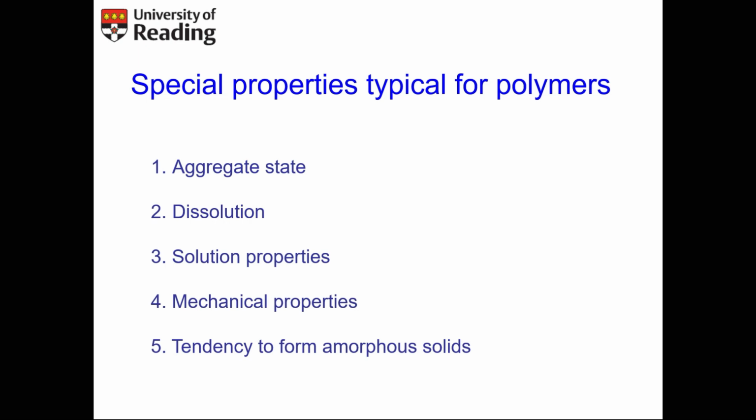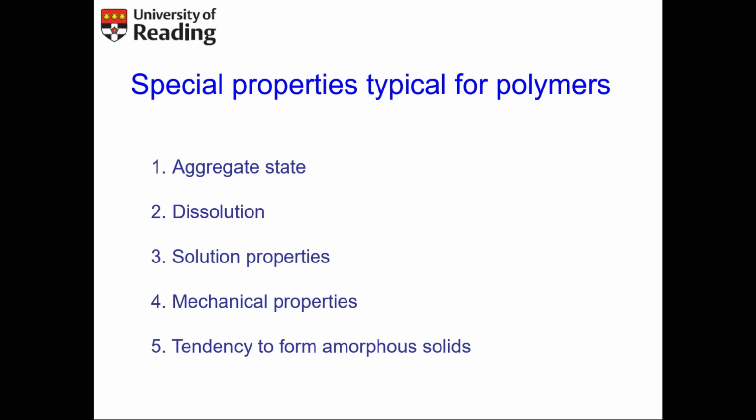First is special properties of polymers, the properties that are typical only for polymers. And there are 5 types of these special properties. First is the aggregate state. To remind you that polymers cannot exist in gaseous state. They could be solids, they could be liquids, but they cannot be gases because they have too large molecular weight, so their molecules cannot fly.